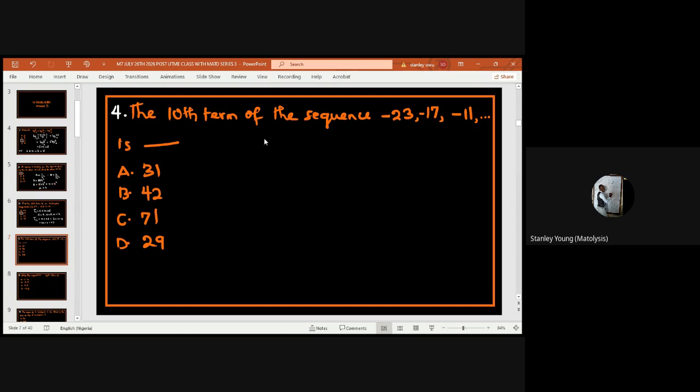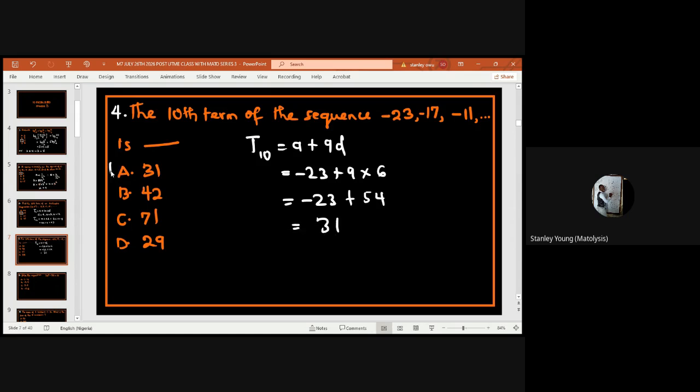You need the 10th term. You just go straight by saying T10 equals a plus 9d. a is negative 23 plus 9 times d, which is 6. Negative 23 plus 54, so what do we have there? We have 31. So the answer to this problem is 31. It's a pretty straightforward problem.